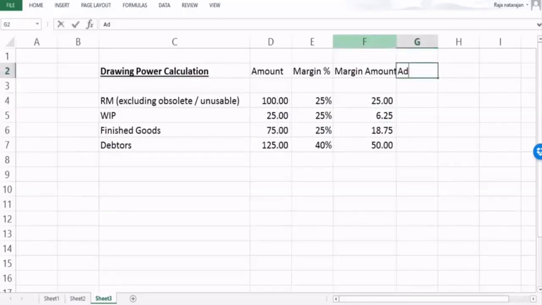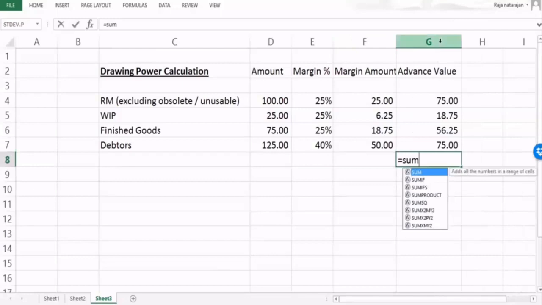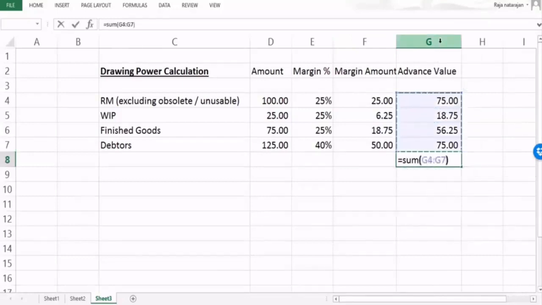So let me capture that here. Advance value. Advance value is nothing but this amount minus margin. So the bank would be ready to fund 75 against raw material, because 100 minus margin of 25. Then with regard to work in progress, they would be interested in lending 18.75. That's nothing but 25 minus 6.25. Against finished goods, it's going to be 56.25. Against debtors, it's going to be 75. So let's total this. It's the sum of all this, and the total is 225.